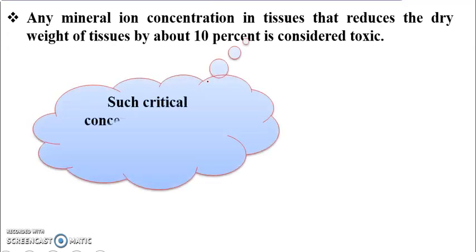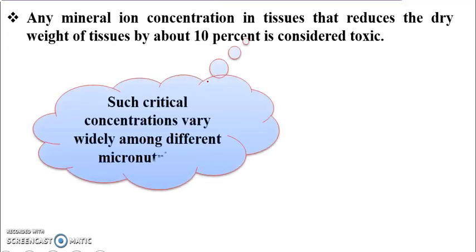Okay. Now, any mineral ion concentration in tissues that reduces the dry weight of the tissues by 10% is considered toxic. Such critical concentrations vary among nutrients. So what is dry weight? When you remove the entire water, let us say I have a leaf and the leaf weighs 1 gram. I sun dried it for 2-3 days. Again I weighed it. The leaf is only 300 milligrams. So the 700 milligrams was that of the water.